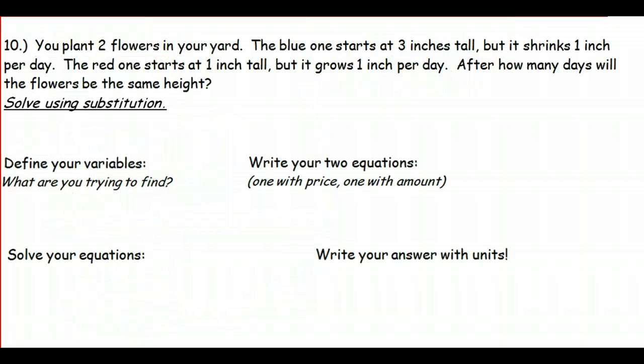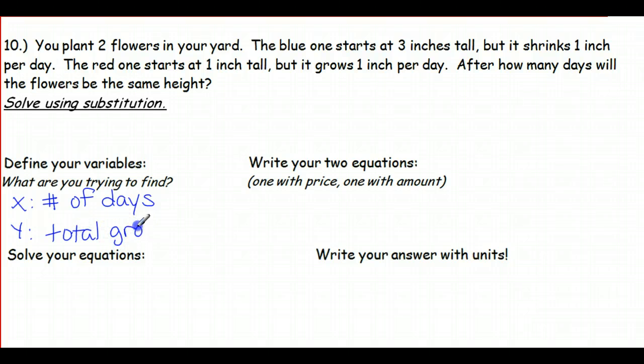You plant 2 flowers in your yard. The blue one starts at 3 inches, but it shrinks 1 inch a day. The red one starts at 1 inch, but it grows 1 inch a day. After how many days will the flowers be the same height? So again, we could say that our variable x is the number of days, and our variable y is the total growth. So let's go ahead and set up our equation.